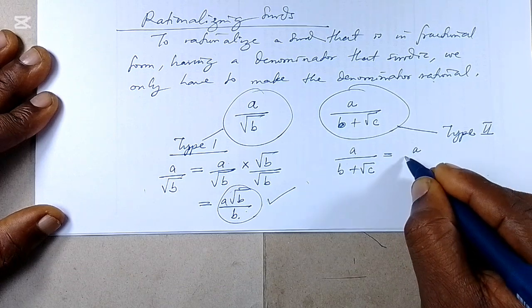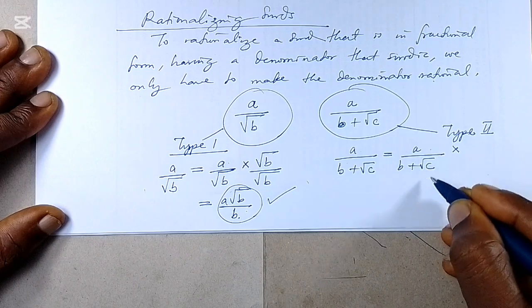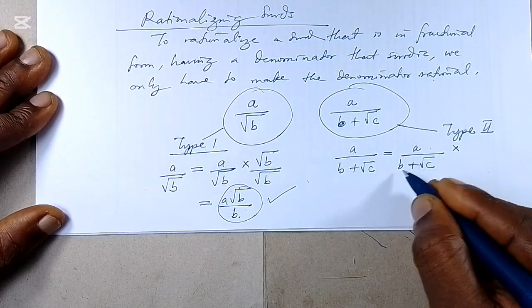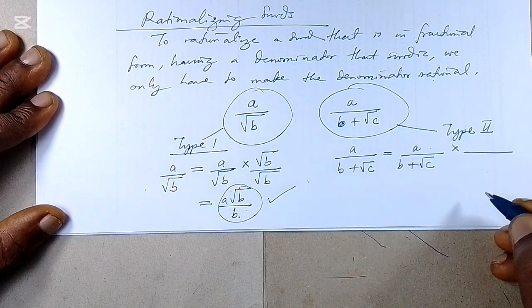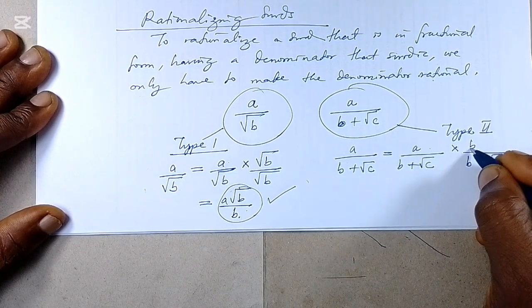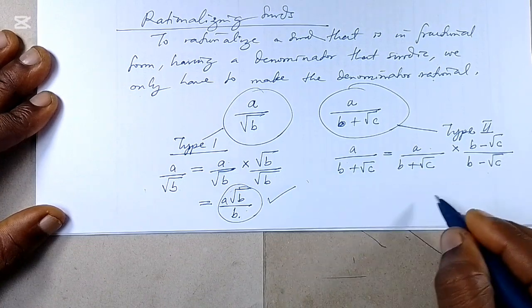All I have to do is write a over b plus root c, and multiply the numerator a and the denominator b plus root c by the conjugate of the denominator. What is the conjugate of the denominator b plus root c? It is b minus root c. Remember, conjugates are formed by changing the sign in the original surd.